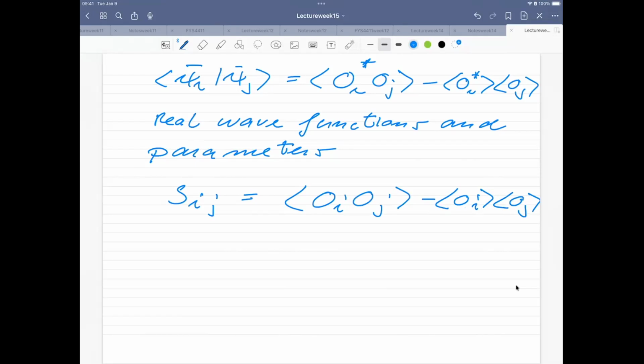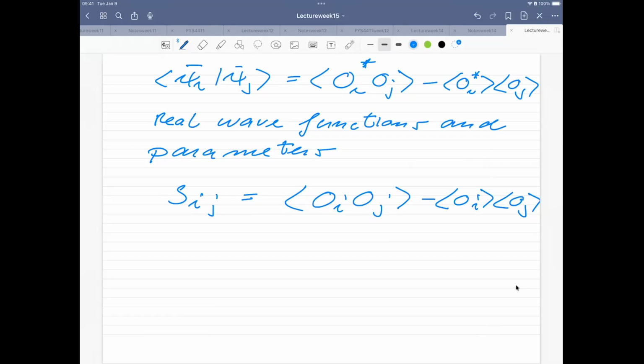Does that ring a bell? Have you seen that before, that quantity? These are three expectation values. One is the mean value of this quantity OI, and the other one is the cross term of the two quantities. If I have I equal to J, this is the variance. When I is different from J, that defines a covariance.